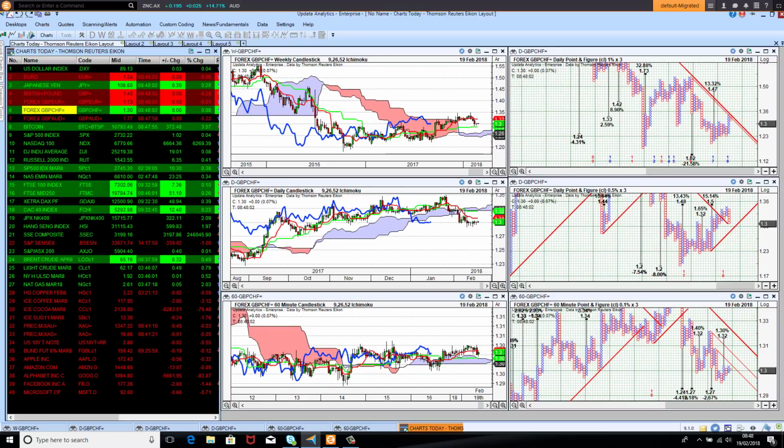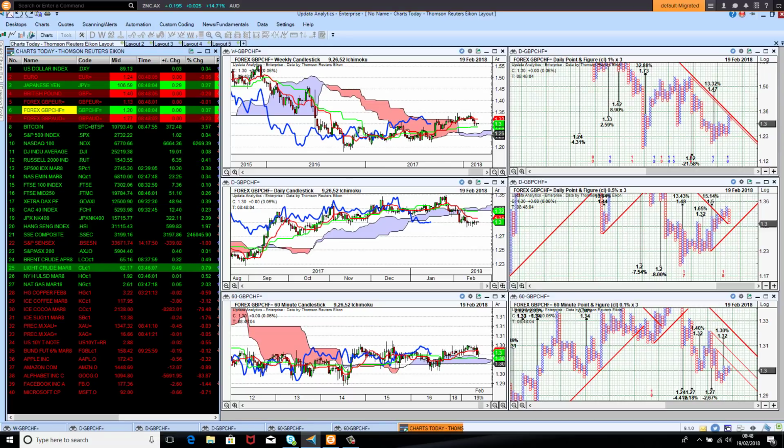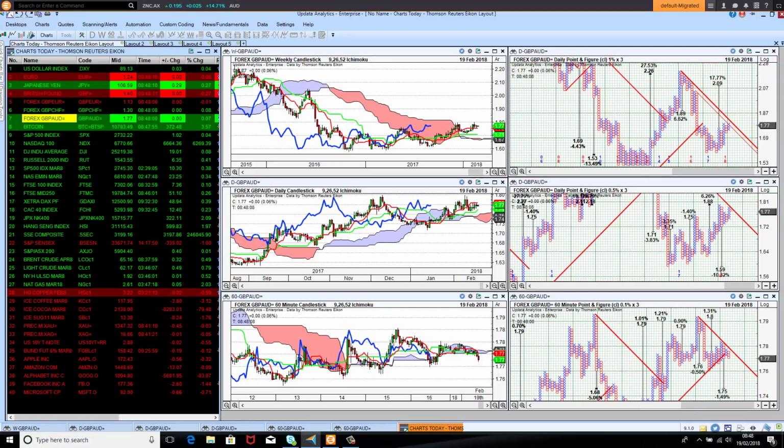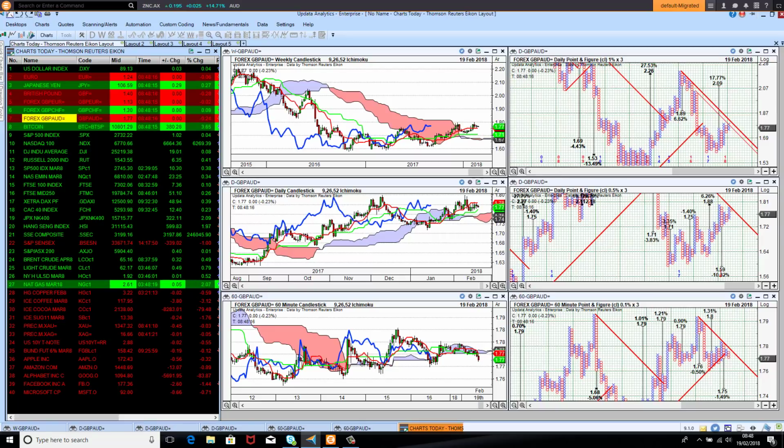We see here against the Swiss franc, sterling looking stronger as well. The medium-term chart, though, is still quite bearish. And against the Aussie dollar, we're sitting at 177, so we're seeing a move down there as well.